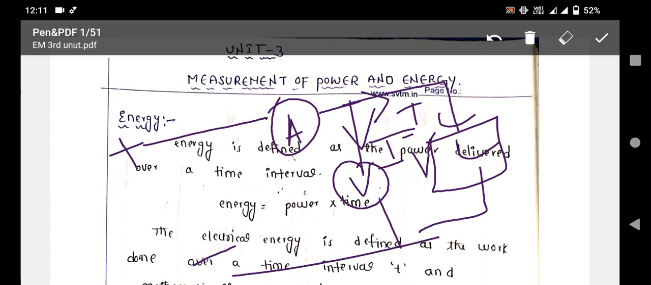Hence we go for the wattmeter. Losses will come here, and the ammeter does not show exactly what we need to measure, the power consumed by the load. The voltmeter ammeter method doesn't give an accurate value to measure the power. Hence we go for the wattmeter. That means power can be measured by a wattmeter.